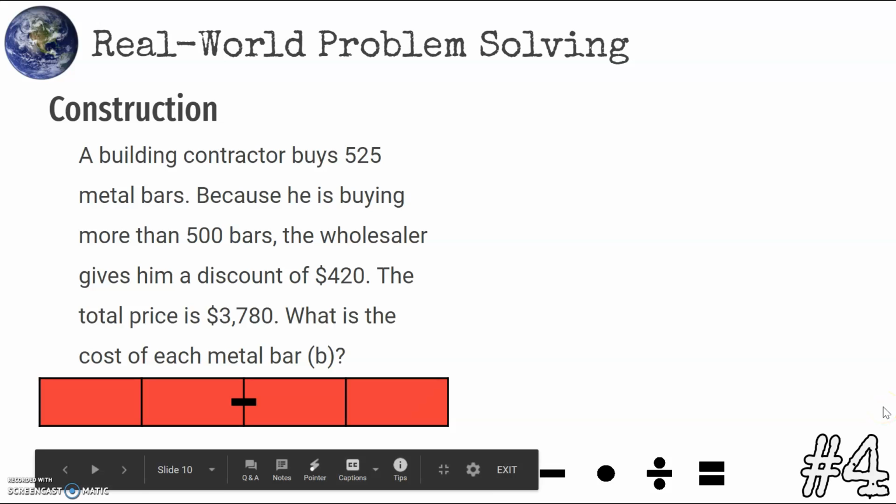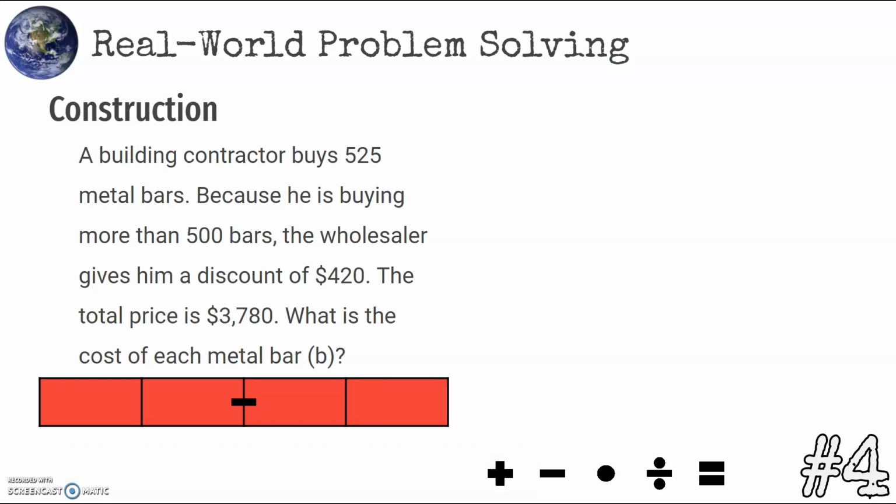Okay, construction. Now, my husband works construction, and so he does a lot of this, and I try not to get involved because it gets crazy. So if you ever want to go into construction, you're going to be using a lot of math and a lot of word problems. Plus, you also like to find those discounts.